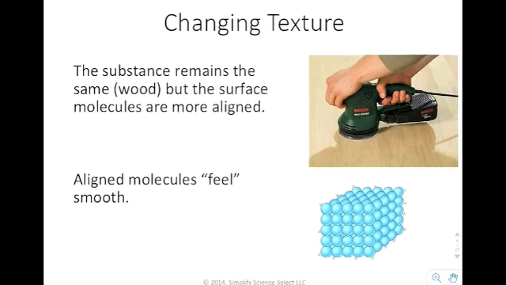Next, you have changing the texture. Whenever you change the texture, it's still wood. You're not taking the machine and turning it from a wood floor into a metal floor, but what you're doing is you're aligning the molecules a little bit more so they're smoother. And whenever they're smoother, that's what you say when you change the texture. So you've aligned the molecules to feel more smooth.